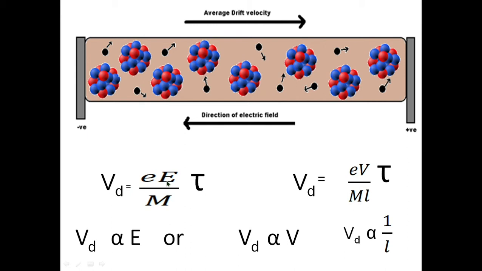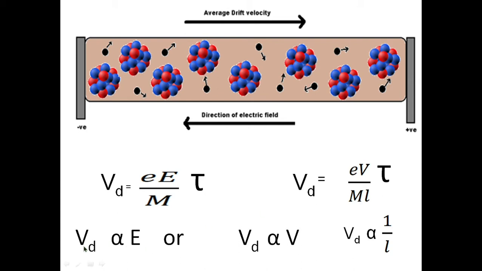If I replace E, the electric field, by V divided by L, we can see here that the drift velocity is directly proportional to the potential difference across the conductor, and the drift velocity is inversely proportional to the length of the conductor. So before moving forward, let me explain the terms directly proportional and inversely proportional.